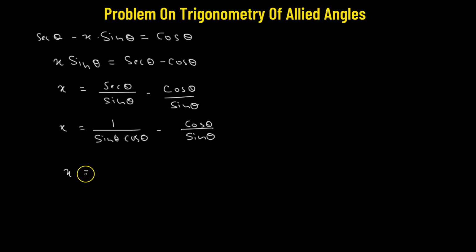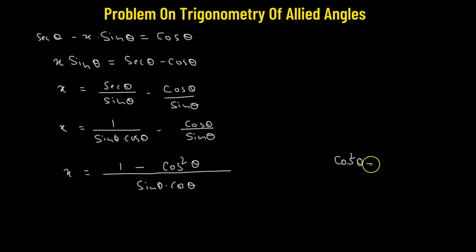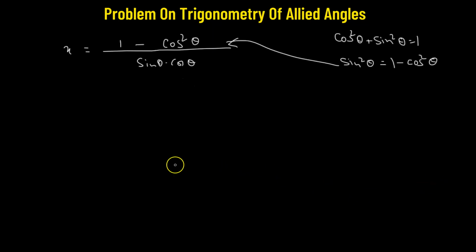So we have x equals, our common denominator is going to be sine theta times cosine theta, and in the numerator the first term is going to be 1 and the second term is going to be cosine squared theta. Now we have a standard identity, cosine squared theta plus sine squared theta equals 1, which means sine squared theta must equal 1 minus cosine squared theta. So we can use this identity and replace the numerator 1 minus cosine squared theta with sine squared theta. We're going to get sine squared theta divided by sine theta times cosine theta.